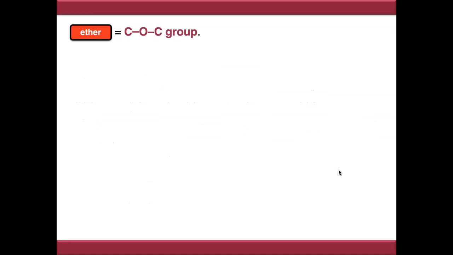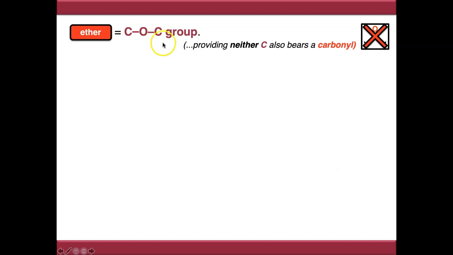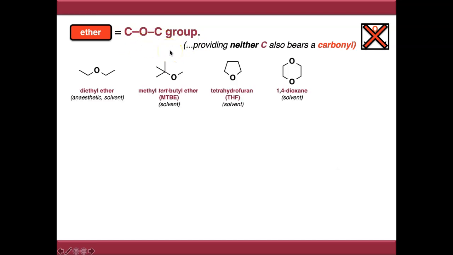So on to ethers. Ethers have a carbon-oxygen-carbon group, providing that neither of those carbons also bears a carbonyl. So remember, carbonyl, carbon-oxygen double bond, we can't have that on either of these 2 carbons here, otherwise that's not an ether. So here are some examples of ethers. I've just highlighted the ether functional group again. Again, just to reiterate, neither of the carbons can have a carbonyl on it because this functional group here is not an ether.